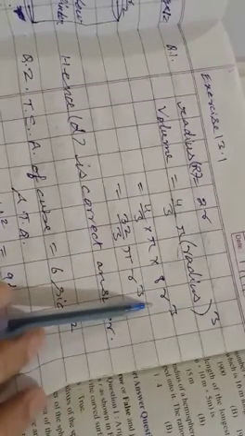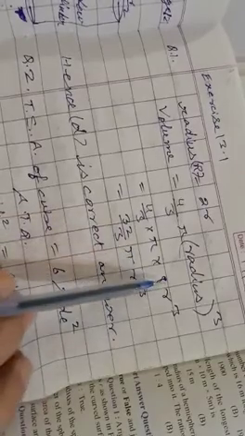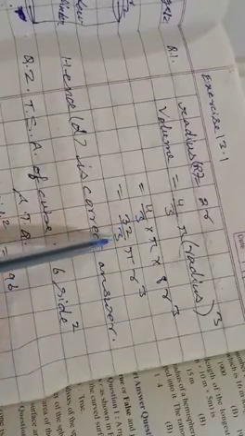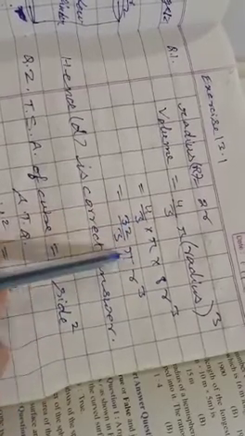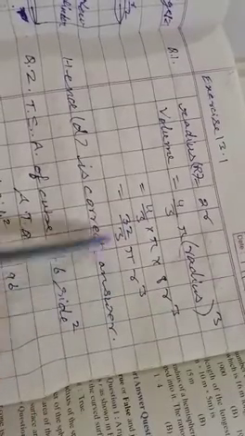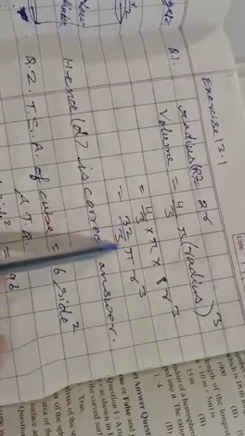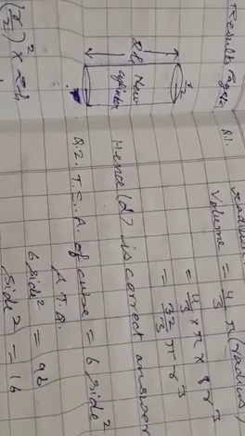8r cube. Now 8 fours are 32, so we write 32 upon 3 pi r cube. Hence option D is correct.